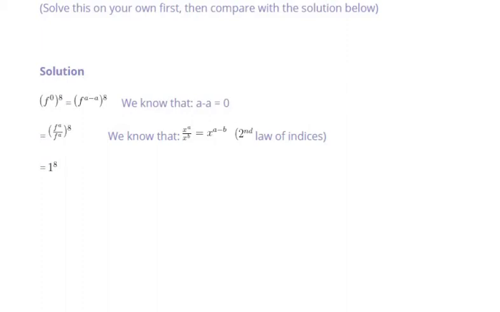And definitely you know that if you put 1 raised to power 1 million, you're still going to get 1, because it's 1 times 1 times 1 times 1 times 1. So it's going to be 1.